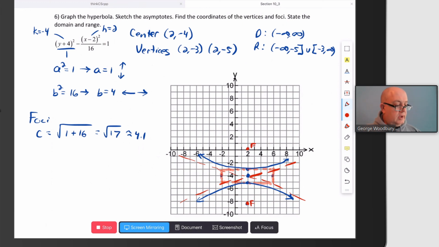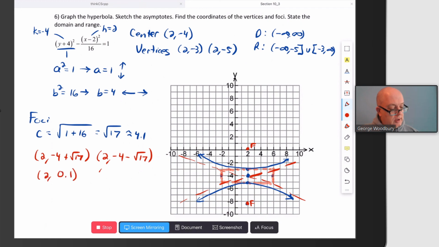Their coordinates, we're adding the square root of 17 and subtracting the square root of 17 from the y coordinate. So 2, -4 plus root 17, 2, negative 4 minus root 17. And if we approximate that as 4.1, 2 comma 0.1, and 2 comma negative 8.1.